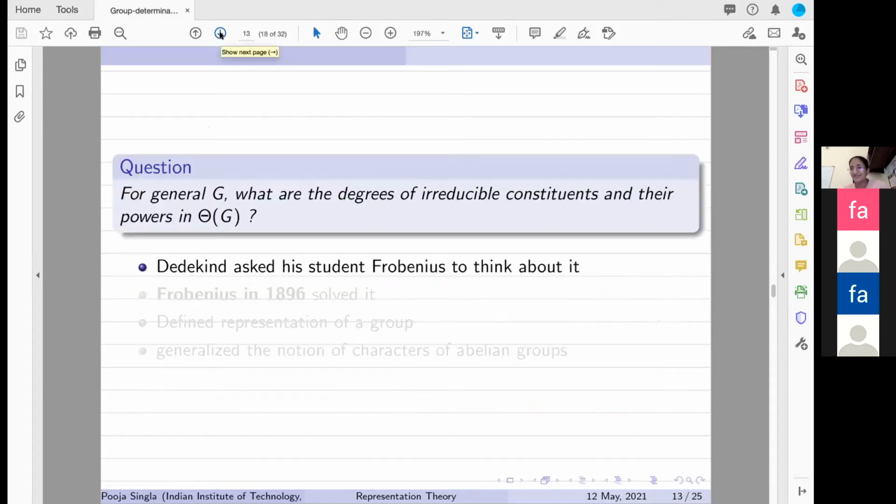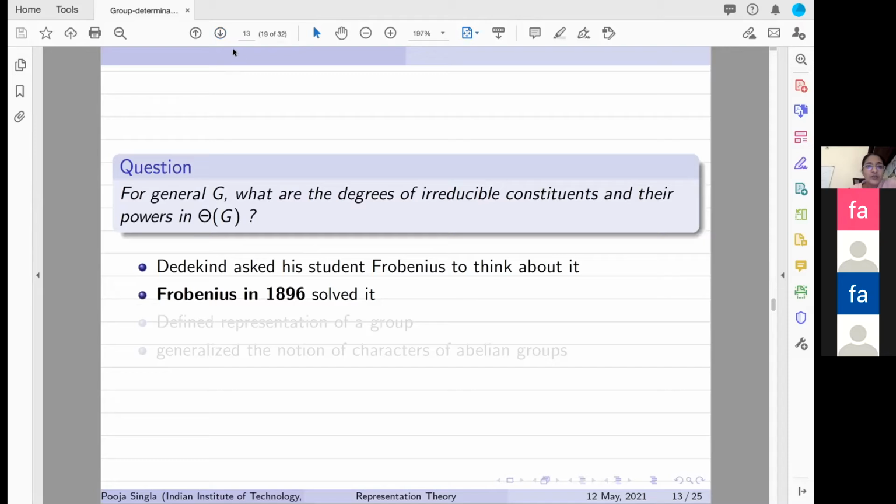Now, of course, that meant Dedekind wanted to understand why it happened. The question he was then led to ask was: for a general finite group G, what are the degrees of the irreducible constituents and their powers in the decomposition of theta G? How do I find all the irreducible constituents and their powers? Dedekind asked his student Frobenius to think about it. Frobenius was working with Dedekind at that time, and in 1896 Frobenius solved this problem.